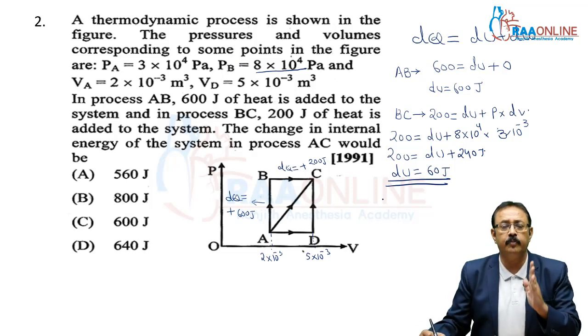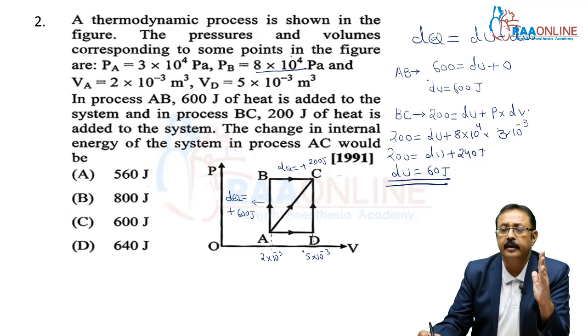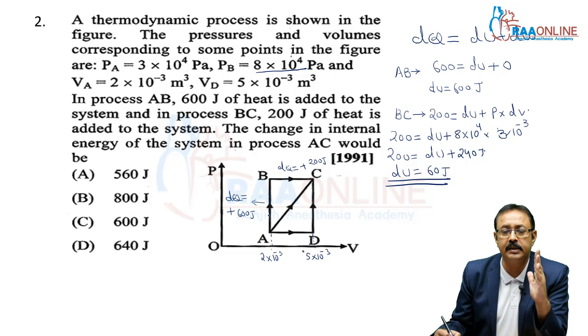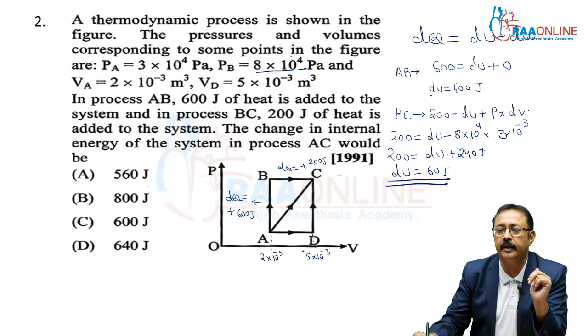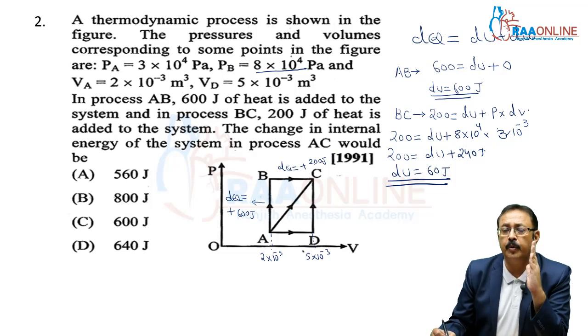So when we are moving from A to B, there is change in internal energy by 600 joule, because from A to B we didn't do any work, the change in volume was 0. So the whole supplied energy was used in increasing the internal energy. And when we moved from B to C, we add 200 joule. But of that 200 joule, 240 joule is spent in doing external work. So the remaining should be 60 joule.